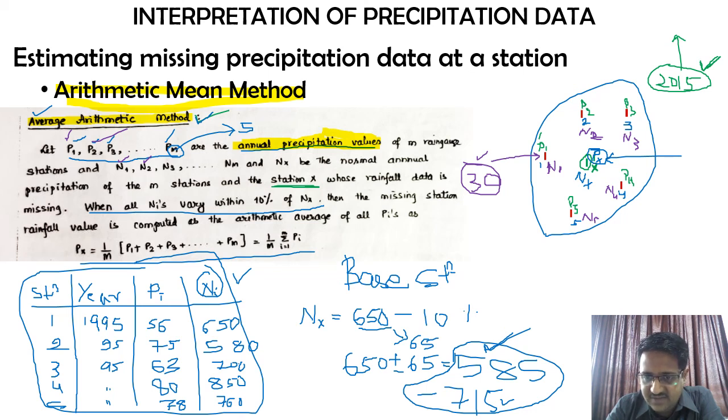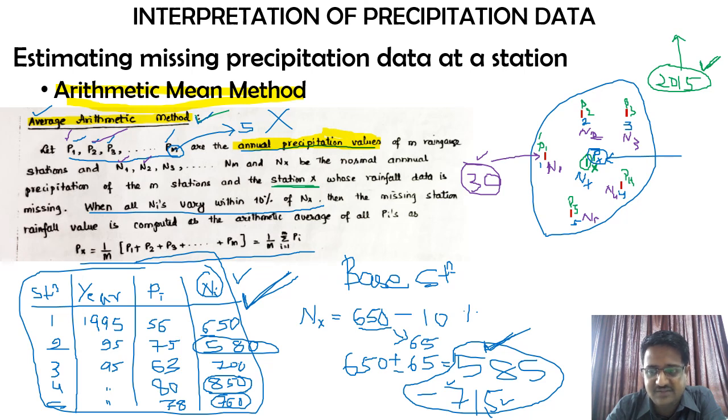But if you check our case, we have one value, 850, which is more than 715, so it is not in this 10% range. Even 580 is not within it, and even 760 is not. So three values out of five are not within this range. Keeping that in mind, I cannot use the arithmetic average method for this given set of data. I hope you understand. For this, we need to go for the normal ratio or multiple regression method.